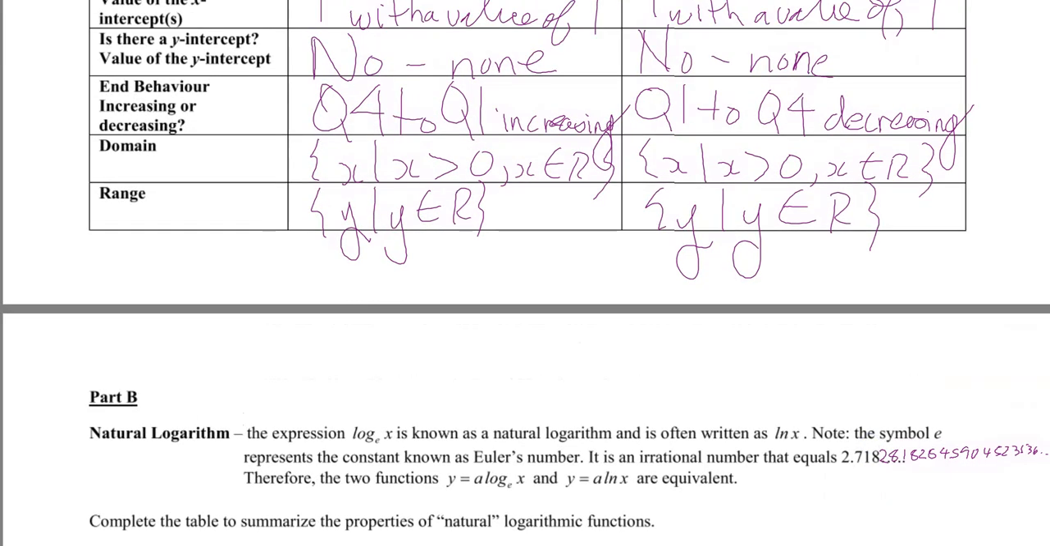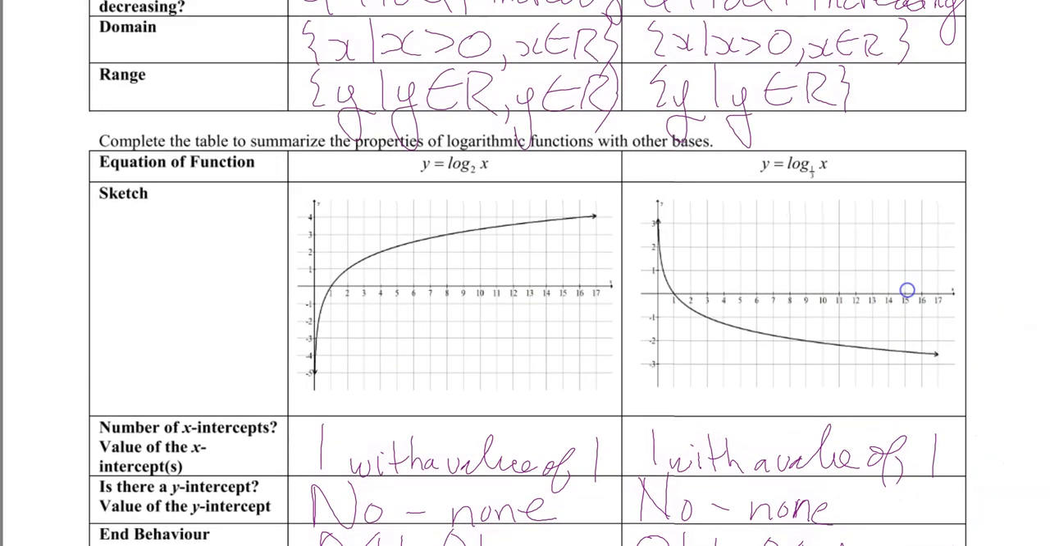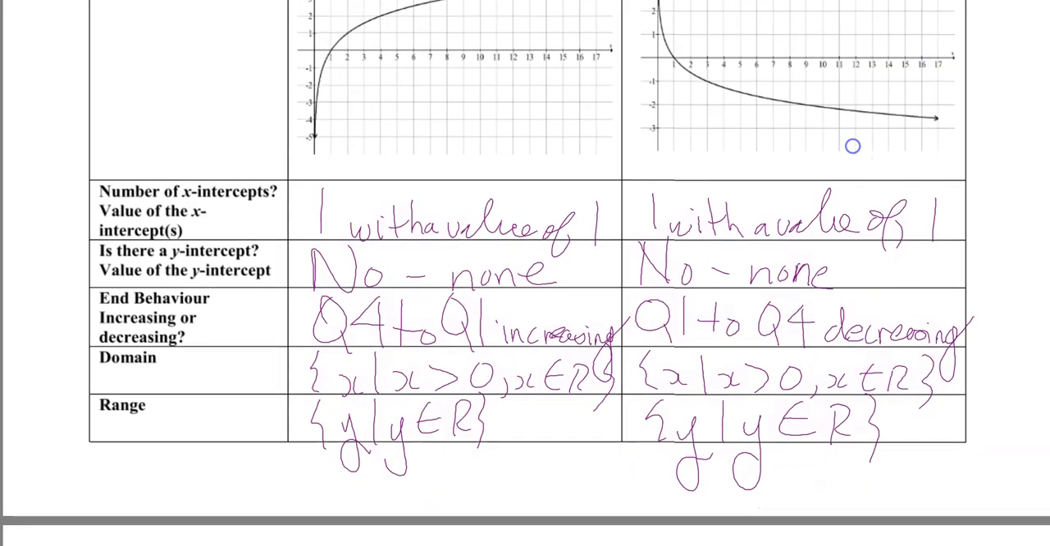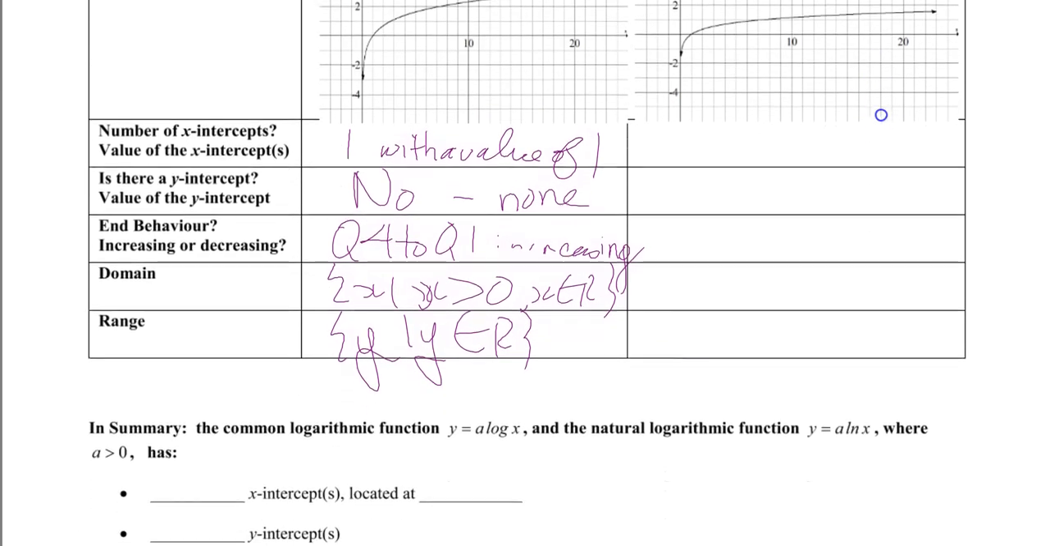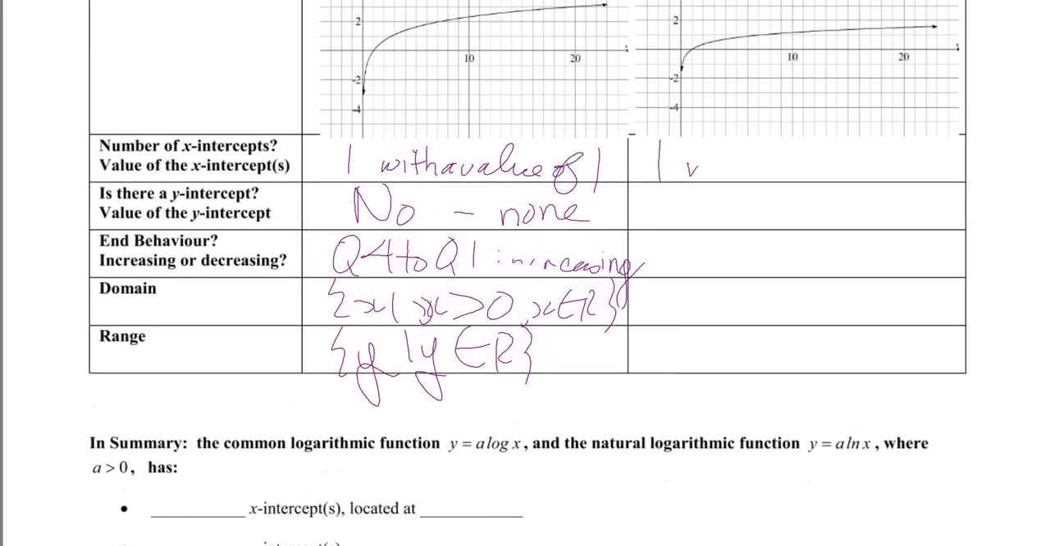Be the same deal here. If I threw a 10 in front of this, this would just fall more steeply, but all the characteristics would be the same. It would not change any of them. So let's just go fill that in. So 1 with the value of 1.